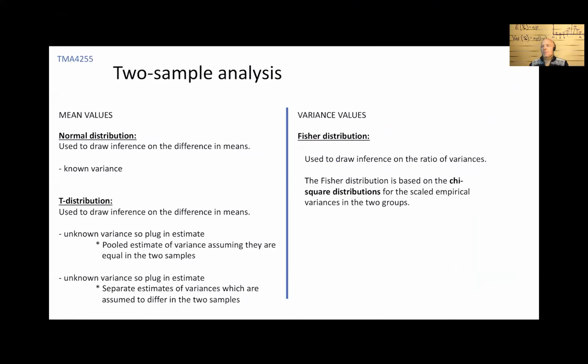And the most popular example is maybe the pooled situation where you estimate the variance assuming the same unknown variance for both samples. When we look at variance values and compare variance in different samples, then we use something called the Fisher distribution, which is again derived from the chi-square distribution. And the chi-square distribution is used a lot when you just have one sample, and then you might want to construct confidence intervals or do hypothesis tests on that single variance parameter.